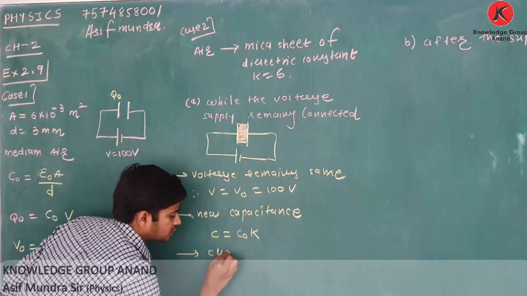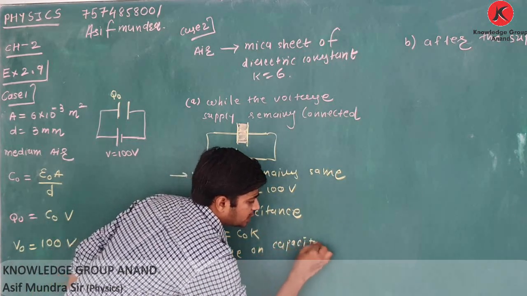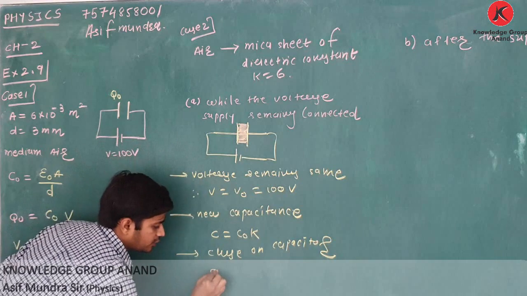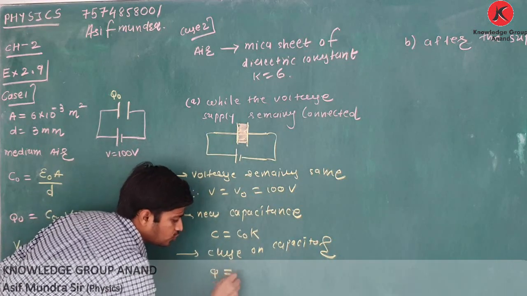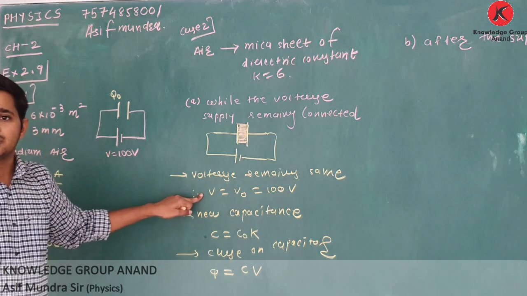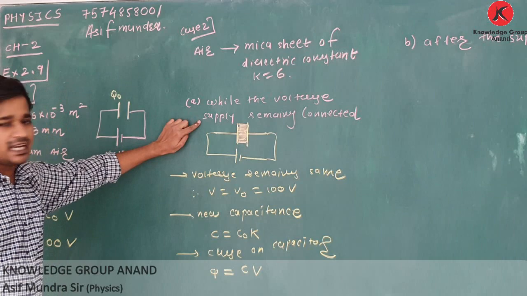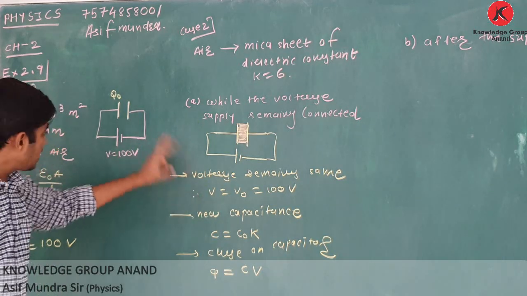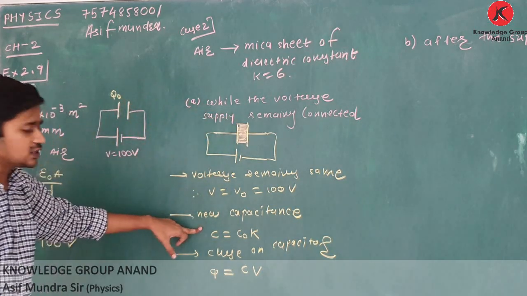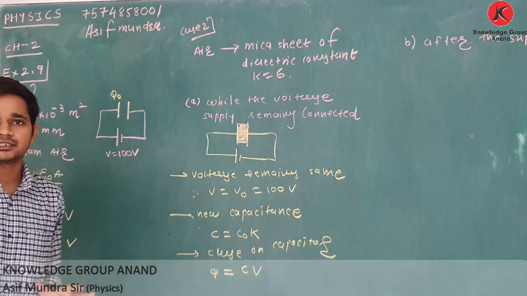Now what is charge on capacitor? Q is equal to C into V, this C and this V. Clear? So what you have to remember? Voltage supply remains connected, V is same. Medium is changed, capacitance will be changed. Capacitance changes, charge will change.